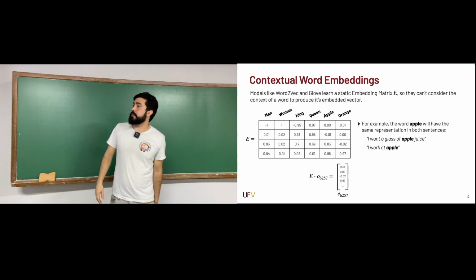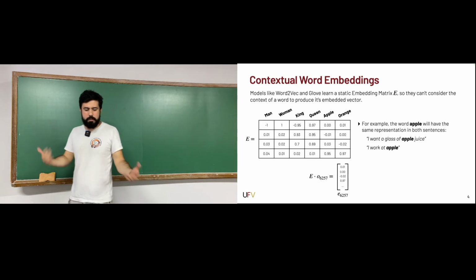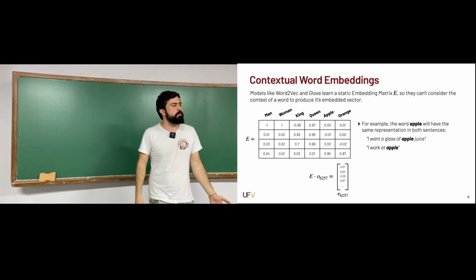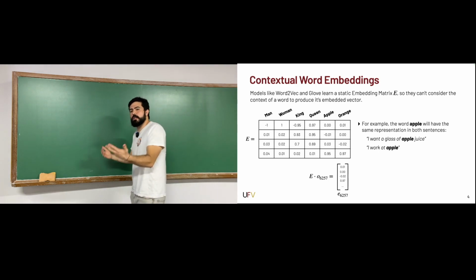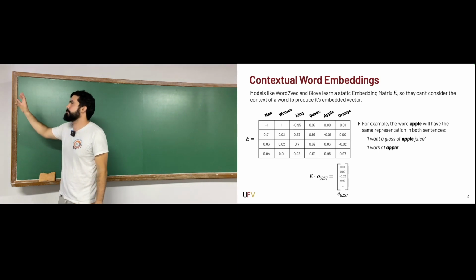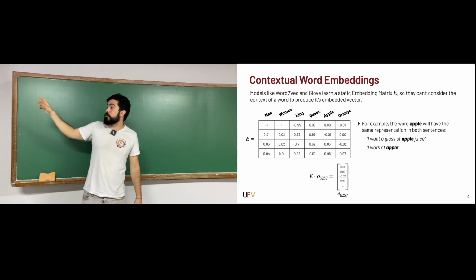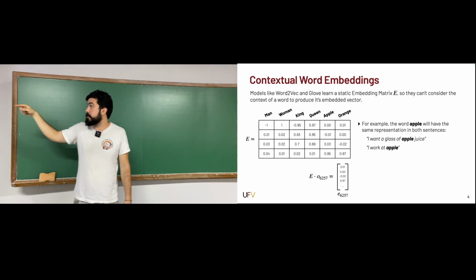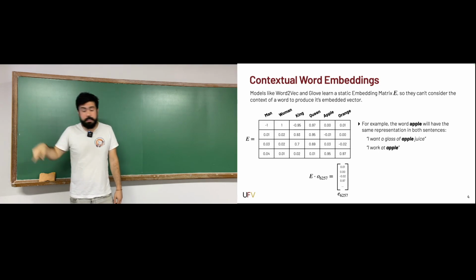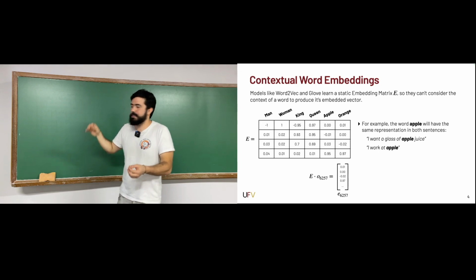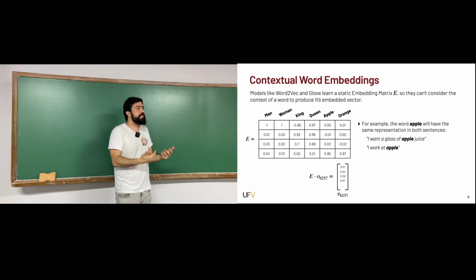But there's a problem, because this is a static matrix. Once you learn it, you would give the same dense vector for a given word, regardless of where the word is in a given sentence. So we talked briefly about this. Right? If you had these two sentences, I want a glass of apple juice and I work at Apple, to extract the embedding of the word apple in these two sentences, you would multiply the one-hot encoding of apple by that E matrix, and it would give you the same result. Right. But clearly the words, even though they are the same, have completely different meanings.